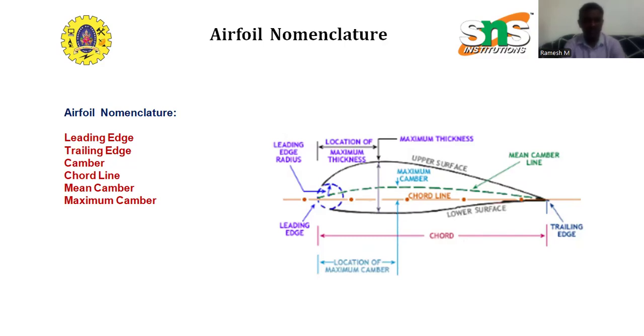Next one is called the trailing edge. The trailing edge is the rearmost edge of the airfoil.